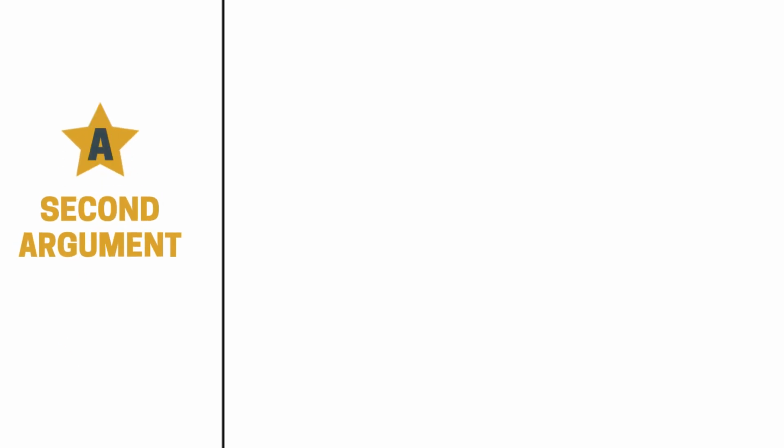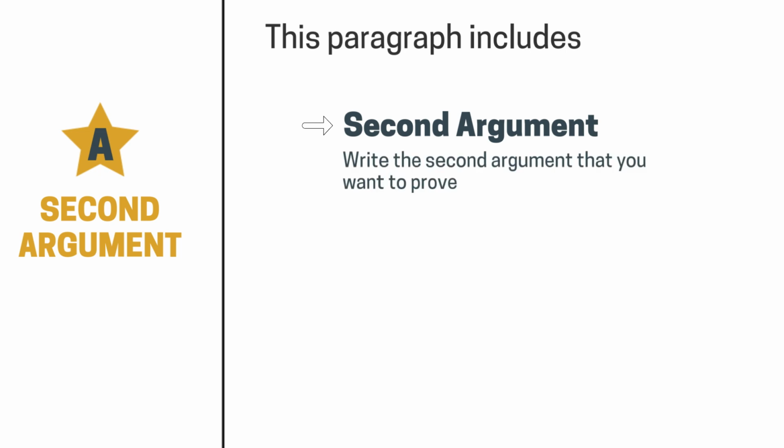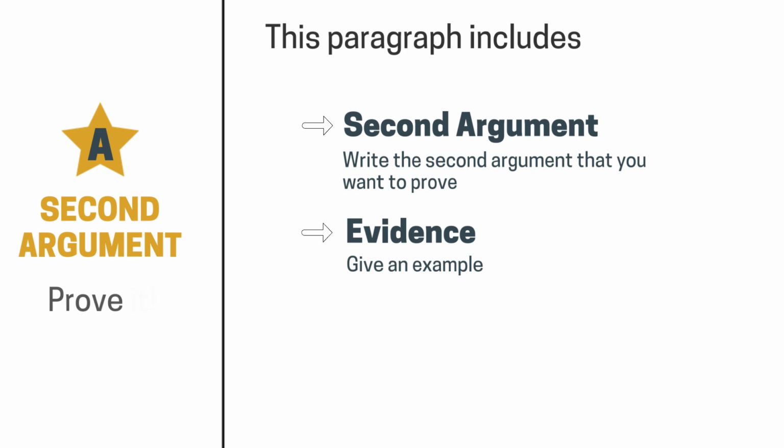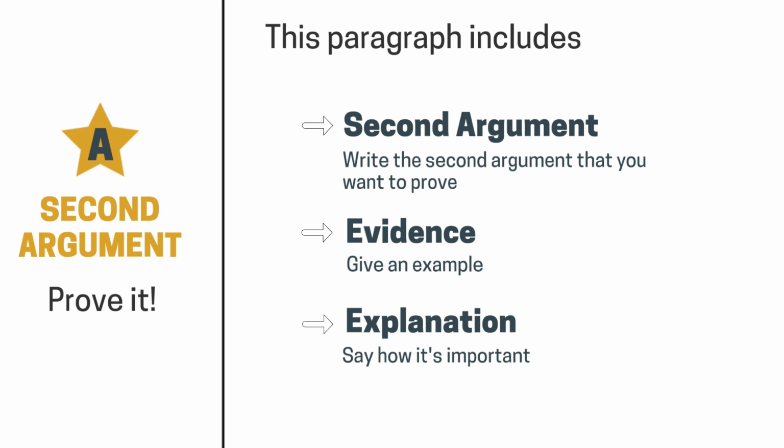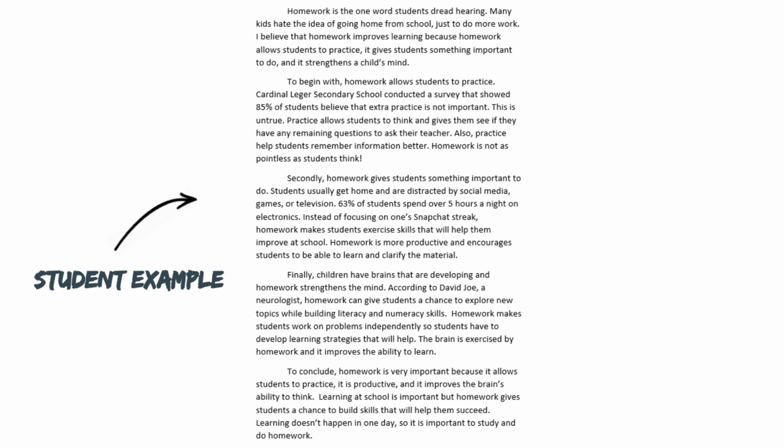The next paragraph is the second argument. This includes the second of your three arguments: evidence, which can include facts or examples to prove your argument, and an explanation of how and why it's important. Let's take a look at the student example and locate each element of the second argument paragraph.